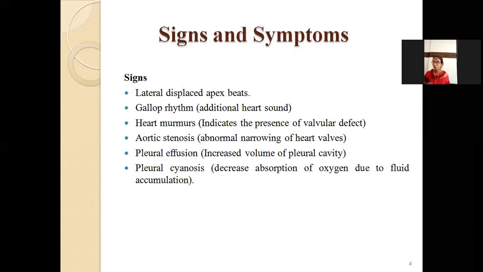Also pleural effusion, meaning increased volume in the pleural cavity, and cyanosis, meaning decreased absorption of oxygen due to fluid accumulation. If there is a larger amount of fluid, the heart cannot absorb the oxygen, and it also cannot pump the oxygen. So these are the signs.